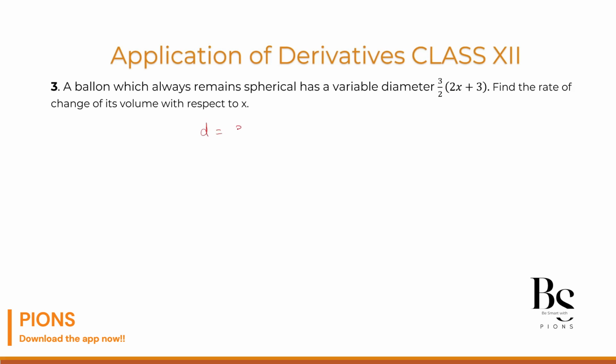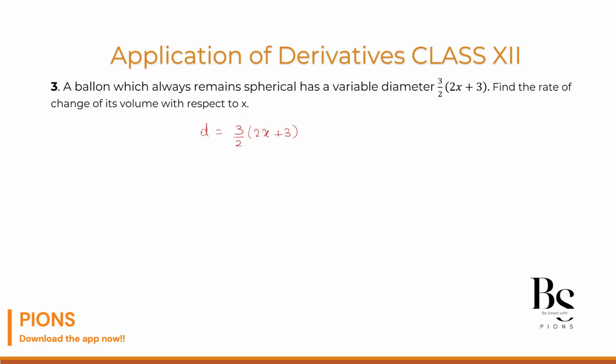The diameter of the balloon, let me write here, diameter is 3 by 2 into 2x plus 3, correct? Variable diameter means it can vary, and it can vary with respect to whom? Sir, it can vary with respect to x. If you put x as 1, you will get a particular diameter. If you put x as 2, you will get a particular diameter, and so on. So as you change the values of x, the diameter changes. Clear?